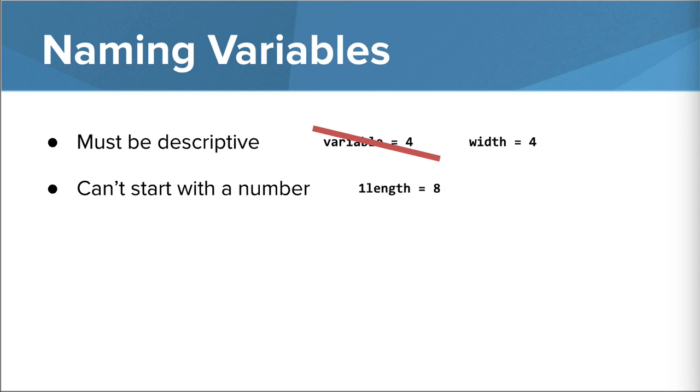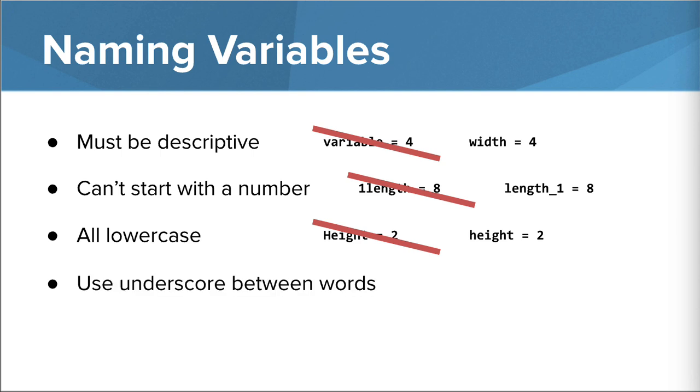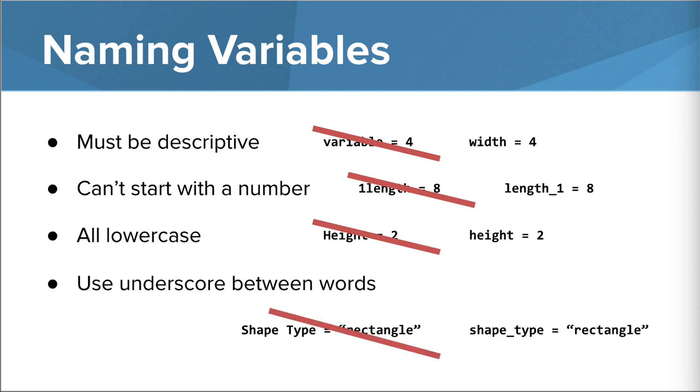Instead of "1length", change it to length_1. All letters in a variable name should be lowercase. So instead of height with a capital H, we would write height with a lowercase h. Variable names use underscores to separate words instead of spaces. So instead of "shape type" with a space, we would write shape_type.